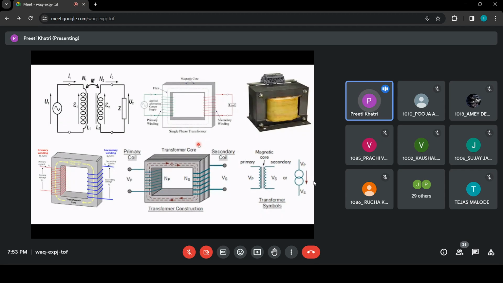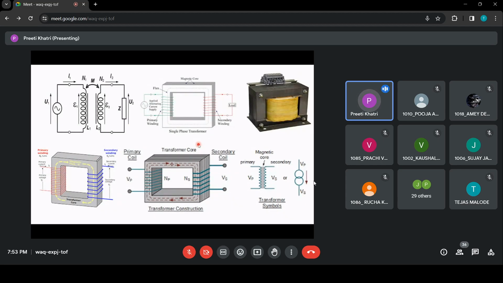Okay. So whenever a power is being transferred, it is always through the transformer, which transfers the electrical power from one circuit to another circuit, keeping the frequency the same. This is the basic concept of the transformer.